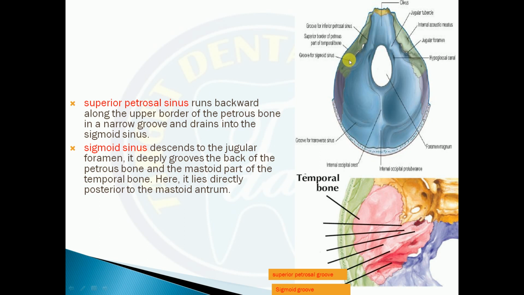So the sigmoid sinus descends to the jugular foramen, and it deeply grooves the back of the petrous bone and the mastoid part of the temporal bone. Here it lies directly posterior to the mastoid antrum. This is the temporal bone. This is your superior petrosal groove, and this is your sigmoid groove.